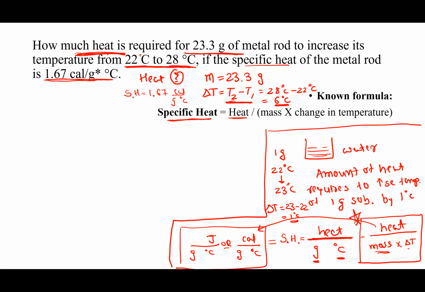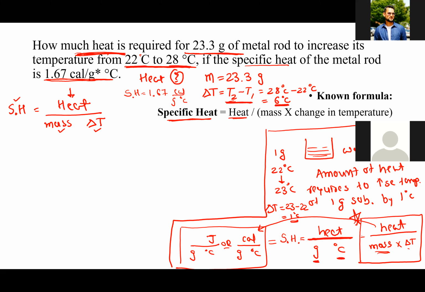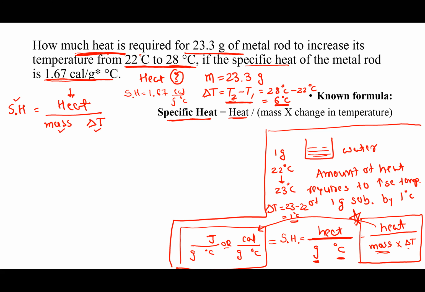All right. What formula do we know? The formula that we know for specific heat is heat over mass times delta T. In this case, we need to find the heat. We have the value of SH, we have the value of mass, and we found the value of delta T. Everybody following me? Yes. So what we need to do is shuffle the equation once again. That is the goal of this problem. Solving this problem is not hard as long as you know how to shuffle the equation.